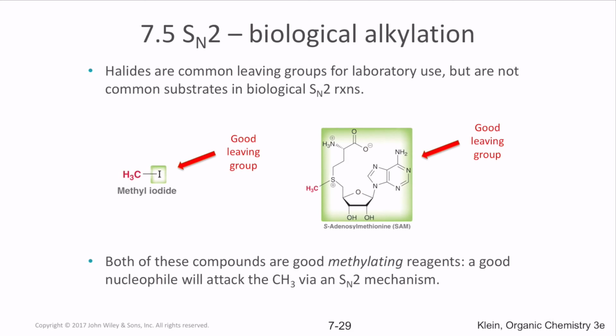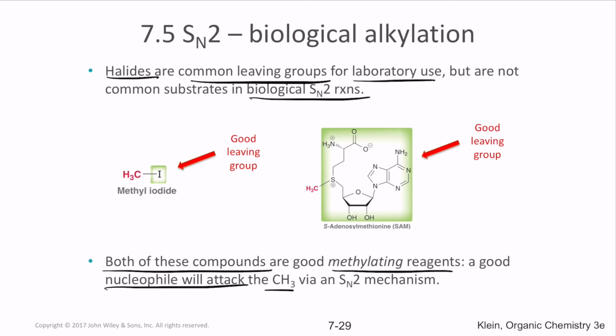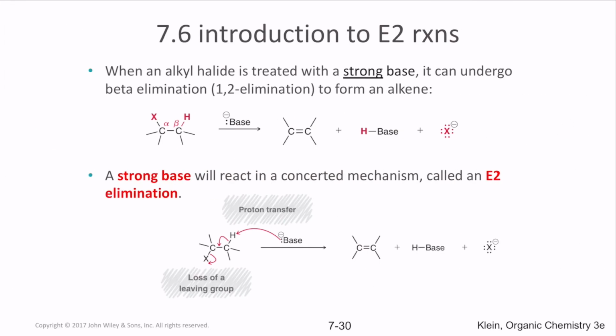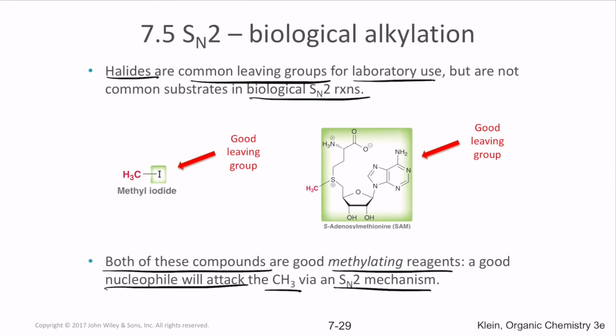Now, halides are generally common leaving groups for laboratory use, but are not common substrates in biological SN2 reactions. To make sure that we create a good leaving group, both of the compounds here are good methylating reagents. A good nucleophile will always attack the CH3 via the SN2 mechanism. So this is the idea behind the SN2 mechanism and how it works.